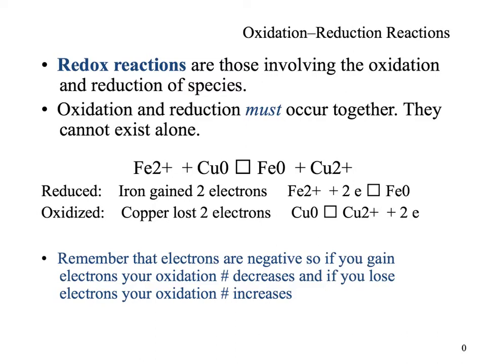Realize that a reduction reaction cannot occur on its own. Likewise, an oxidation reaction cannot occur on its own as well. So the two always occur in conjunction. What that means is that if there is a species that undergoes reduction, there must be a species that undergoes oxidation at the same time within the same system. That means the oxidation and reduction must occur together. They cannot exist alone. So over here I'm showing you a reaction.